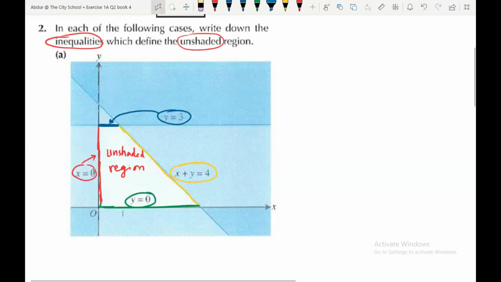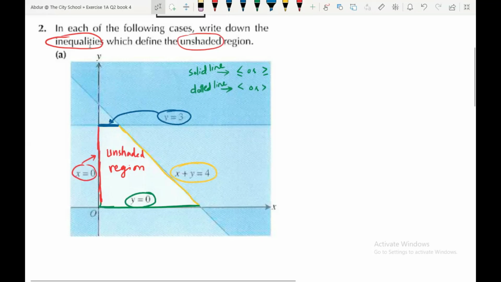Now we have to write down the inequalities. There is an equal to sign here, and recall the inequality signs are less than or equal to, or greater than or equal to, or less than or greater than. The signs with equal to are for solid lines, and without equal to are for dotted lines. In this diagram, all the lines are solid lines here.